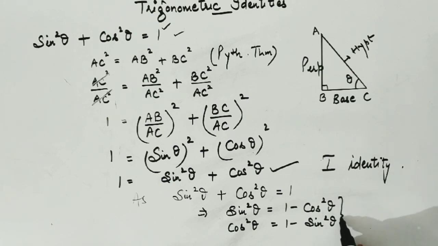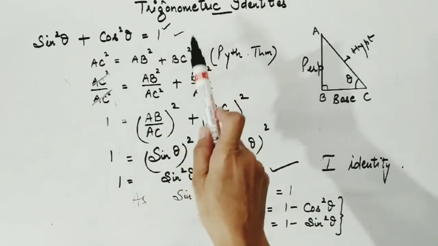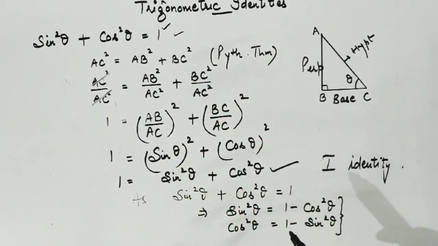So these two are conversions, and this is the basic identity. So always remember, sine square theta plus cos square theta would always be 1. Now we would see how it would be applied in questions.